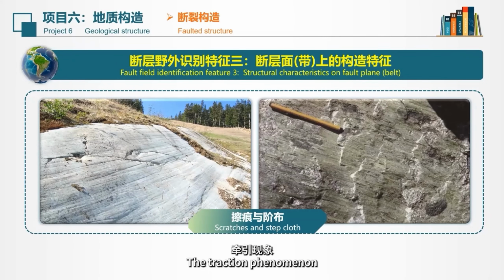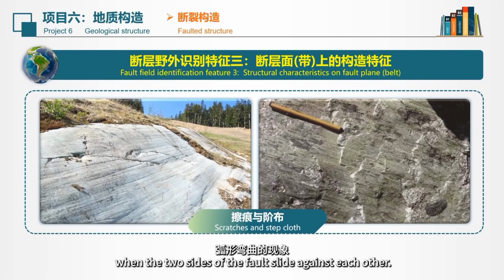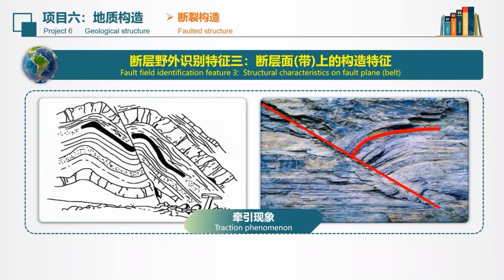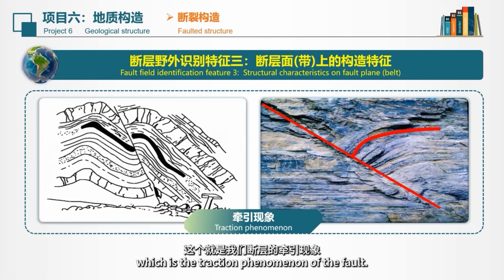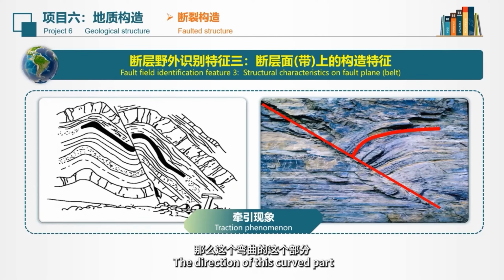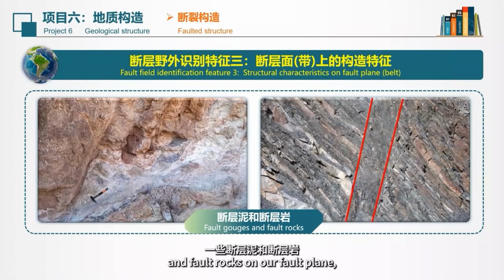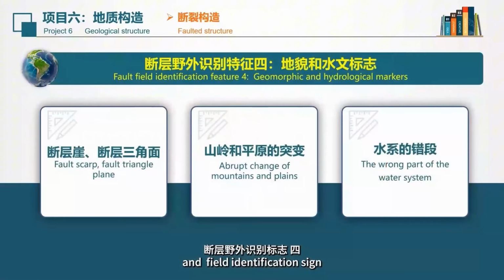The traction phenomenon refers to the phenomenon where the rock layers near the fault bend in an arc shape due to the frictional force of the fault when the two sides of the fault slide against each other, as shown in the diagram on our right. The rock layers near the fault plane have some curvature, which is the traction phenomenon of the fault. The direction of this curved part can indicate the movement direction of the fault block. These are some fault gouges and fault rocks on our fault plane and field identification signs.